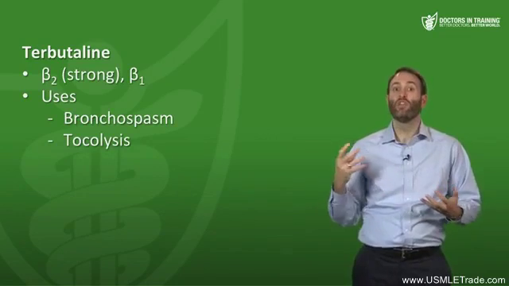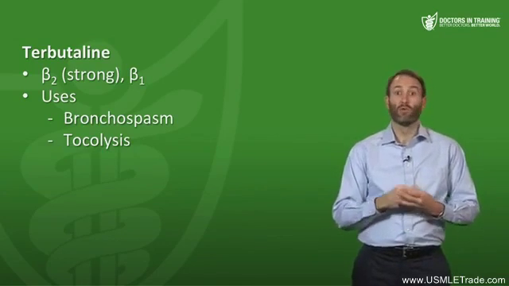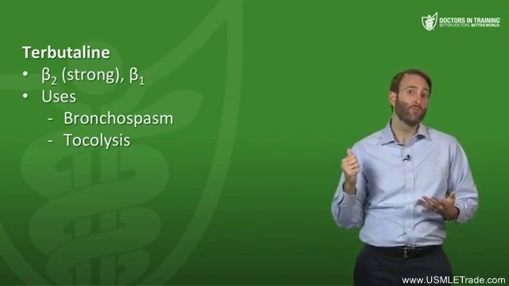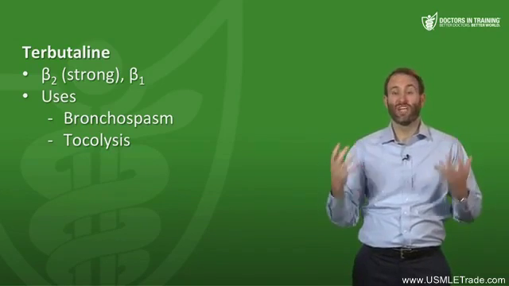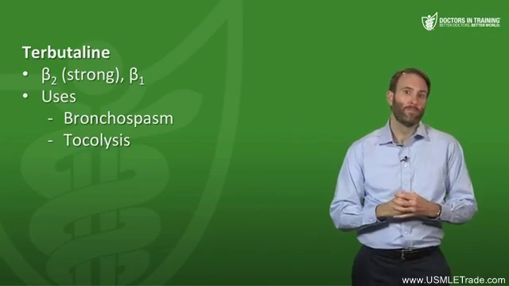So this is to inhibit uterine contractions in someone who's having premature labor. Now, terbutaline can also be used sub-Q, which is great for immediate action. If you have to get someone to stop laboring, you want to give them that sub-Q terbutaline.